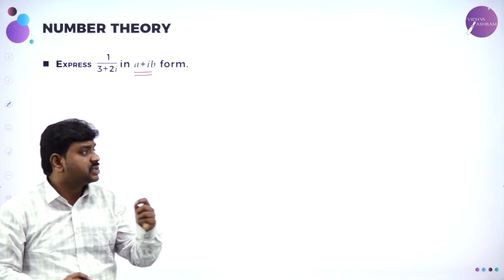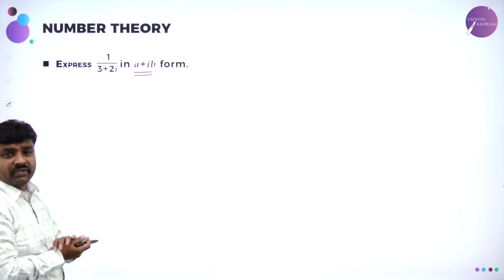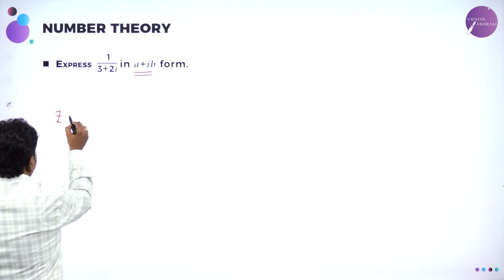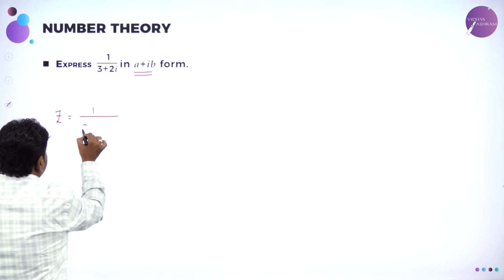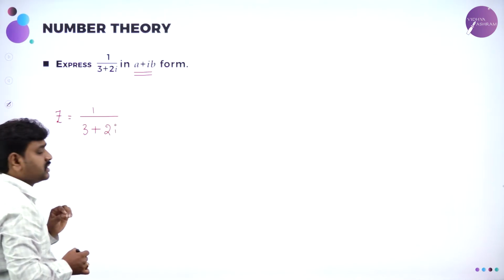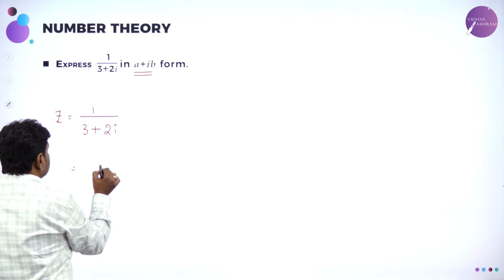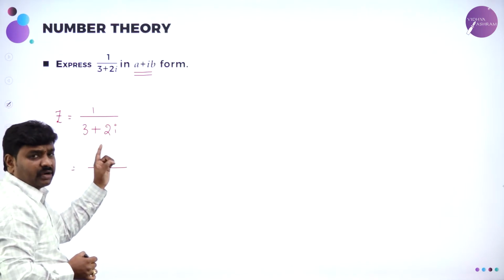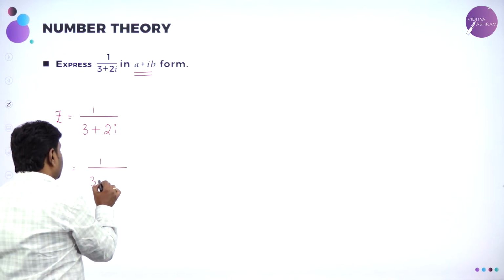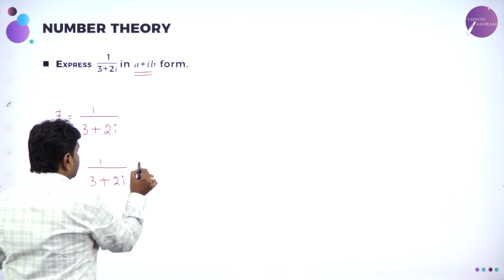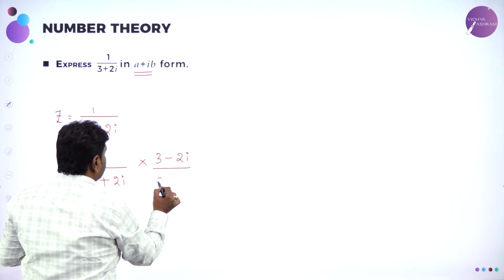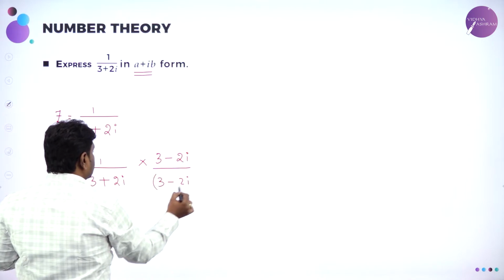They want you to express 1 divided by 3 plus 2i in what form? a plus ib form. Remember, in the given problem take z equal to 1 divided by 3 plus 2i. Now rationalize this. Because I should not be in the denominator, and I want it in a plus ib form, rationalize. So 1 divided by 3 plus 2i, divide and multiply by 3 minus 2i.